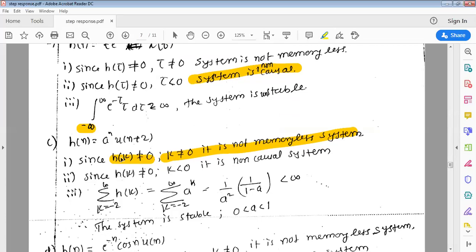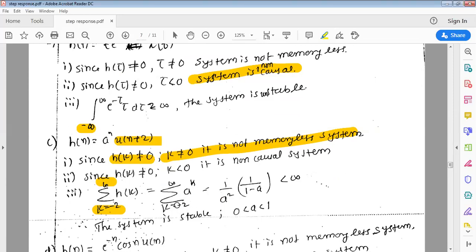Now let us take the test for stability. So summation from k, so u of n plus 2 starts from n equal to minus 2. Therefore, we have taken the lower limit as minus 2, and up to what is it existing? Up to infinity. Therefore, the upper limit is plus infinity. The lower limit is minus 2 because u of n plus 2 starts from n equal to minus 2. Therefore, summation of h of k from k equal to minus 2 to infinity. H of k is nothing but a power k.